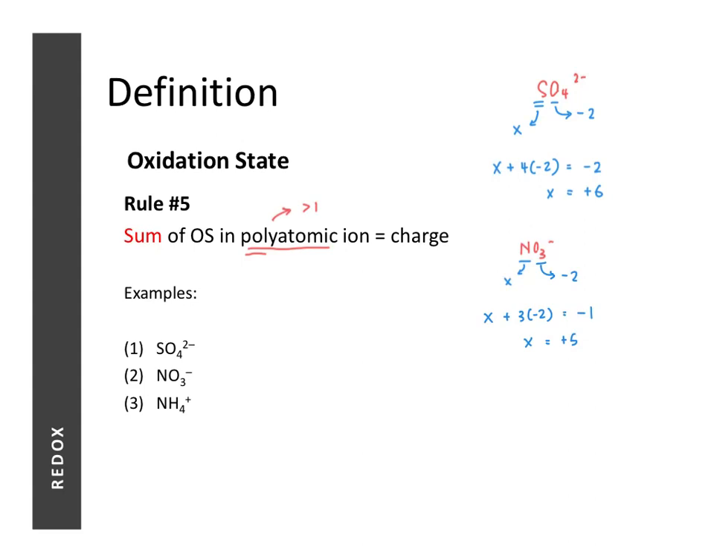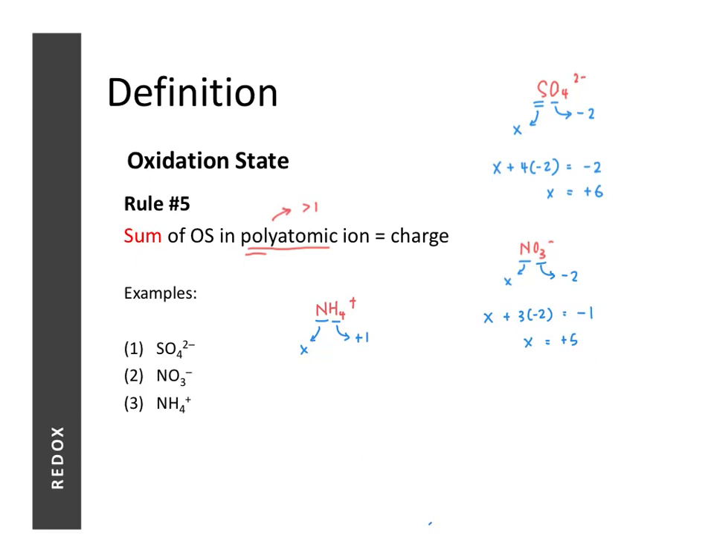The last example, we have NH4+, the ammonium ion. So we want to find the oxidation state of nitrogen in ammonium ion. Nitrogen is in group 5. Does it have a fixed oxidation state? Answer is no. So we let it be X. Hydrogen, when combined with any other element, is always given an oxidation state of +1.